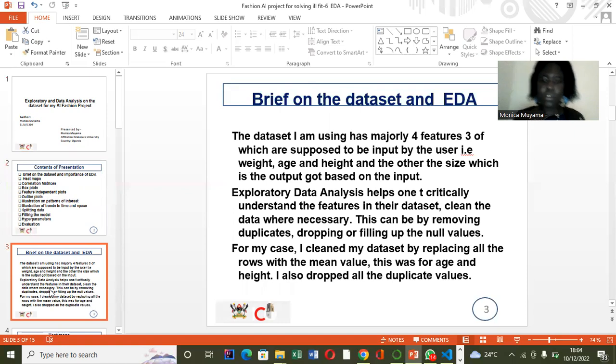The data set I'm using has majorly four features, three of which are supposed to be input by the user, i.e. the weight, age, and height, and the size, which is the output got based on the input.